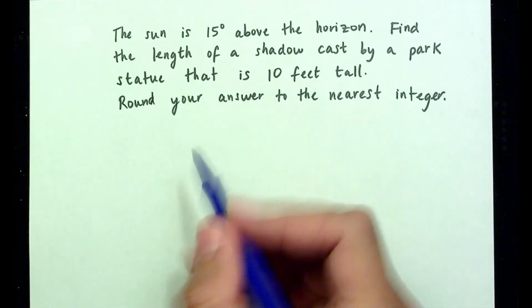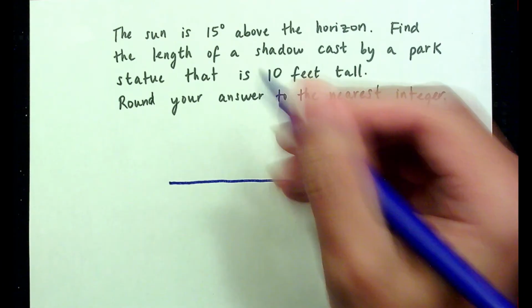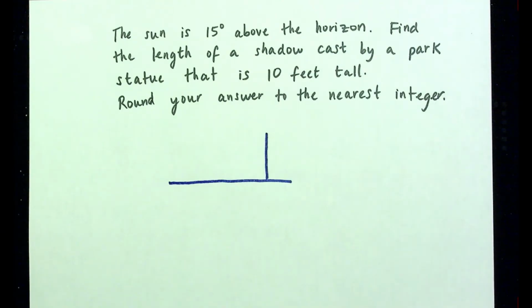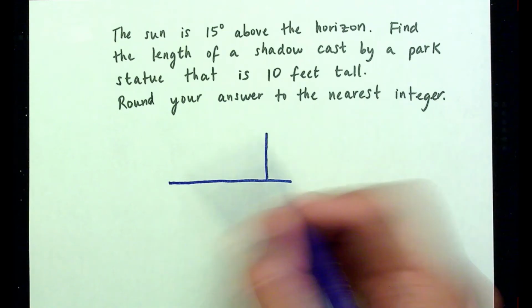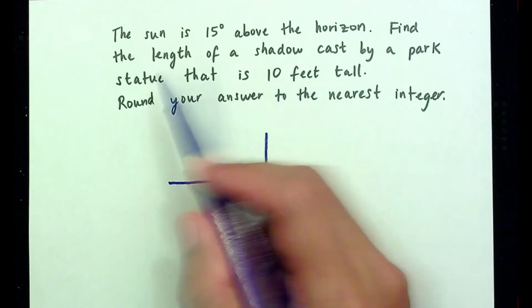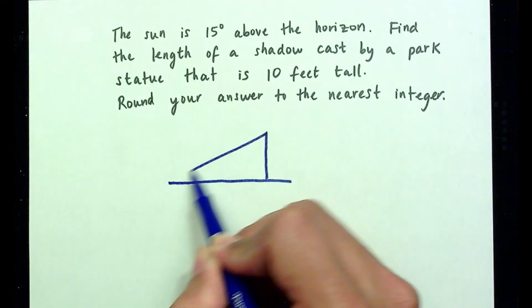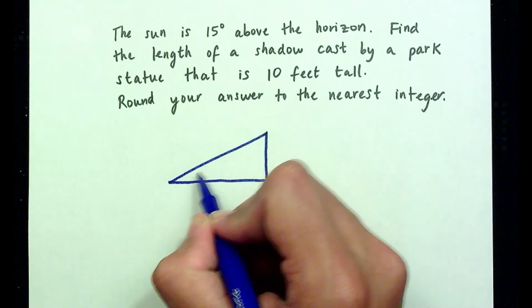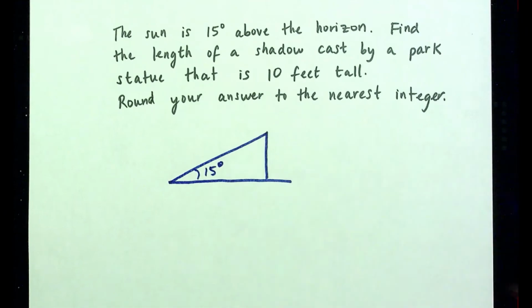So we can draw the ground and its statue. We can draw the statue like a stick. And then the sun rays are shining down, and since the sun is 15 degrees above the horizon, that means the sun rays actually fall at that angle. So that means this angle right here is 15 degrees. Okay?